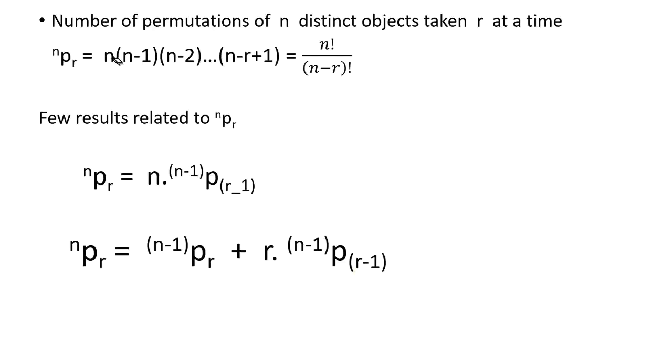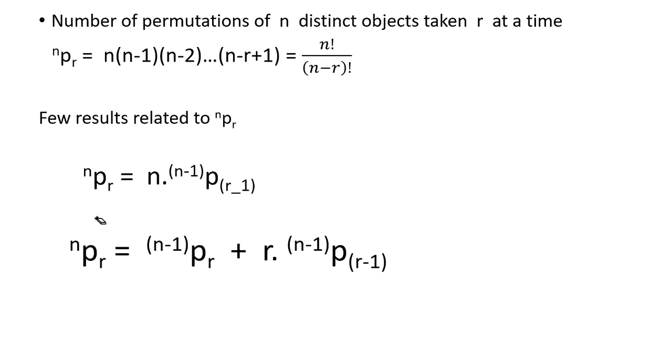And the number of permutations of n distinct objects taken r at a time is in general denoted by nPr, and nPr is equal to n times (n minus 1) times (n minus 2) and so on up to (n minus r plus 1). So in general we can write this as n factorial upon (n minus r) factorial. Therefore nPr is equal to n factorial upon (n minus r) factorial. That is, the number of permutations of n distinct objects taken r at a time is going to be n factorial upon (n minus r) factorial.